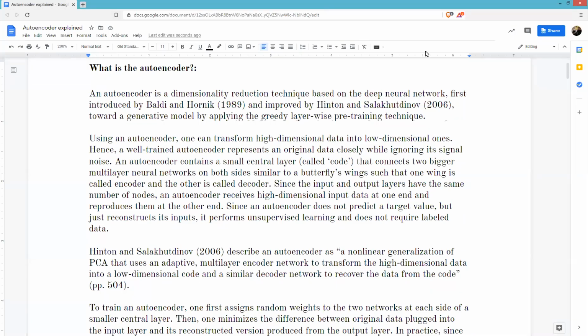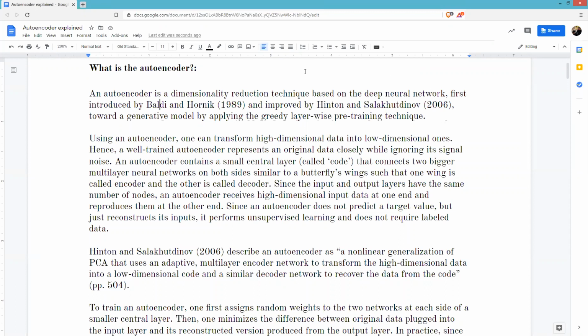Hello. An autoencoder is a dimensionality reduction technique based on a deep neural network. First introduced by Baldi and Hornik, 1989, and improved by Hinton and Salakhutdinov, 2006, toward the generative model by applying the greedy layer-wise pre-training technique. There is a lot of information here. I will explain in detail.